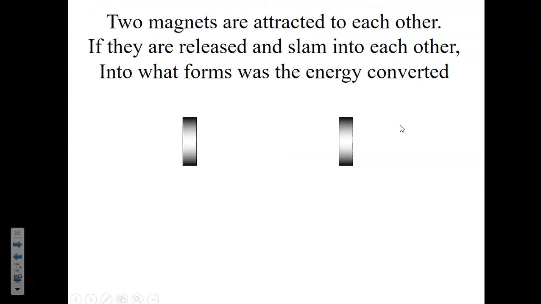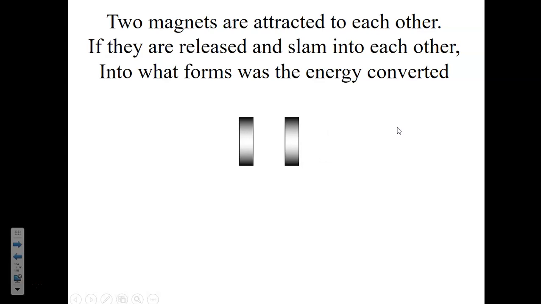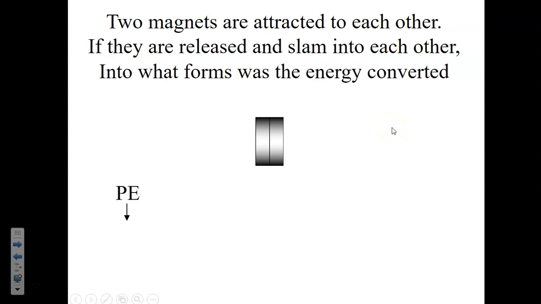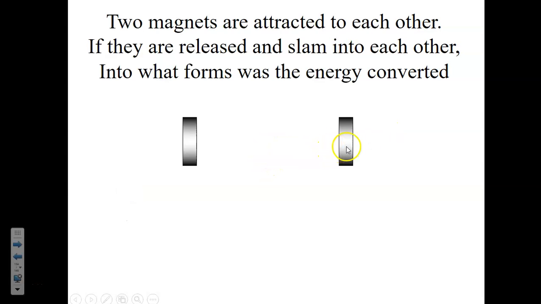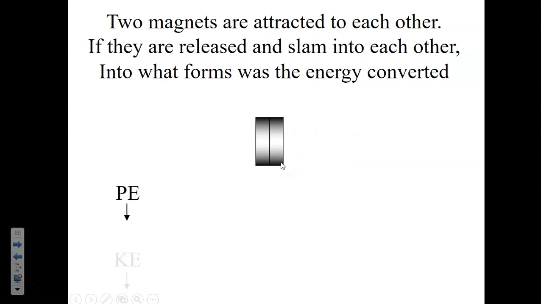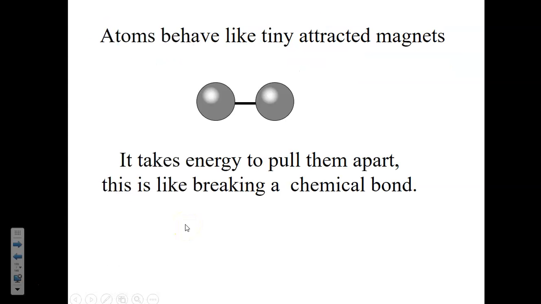That's moving pretty good. Okay, let's say two magnets are attracted to each other. I let them go, and they move and they slam into each other. What form of energy was there at each stage? Initially the magnets start off with some sort of magnetic potential energy. As they move towards each other, they lose that potential energy and it gets converted to kinetic energy. And then after they slam into each other, that collision converts that energy into heat.